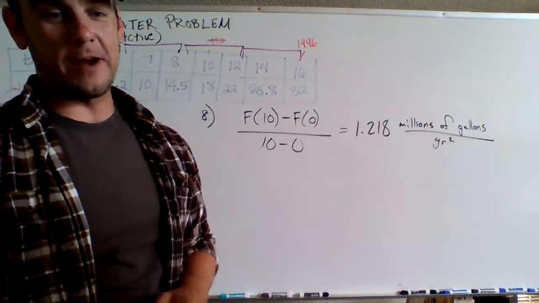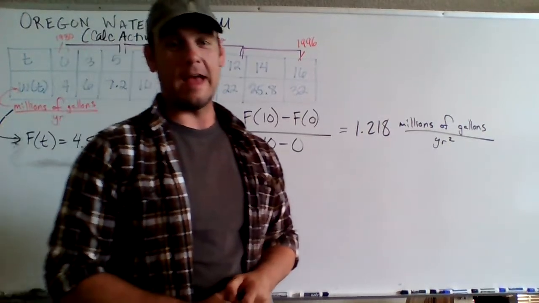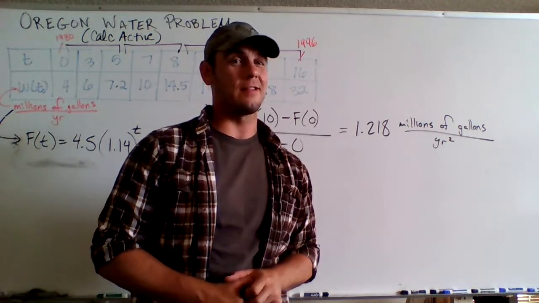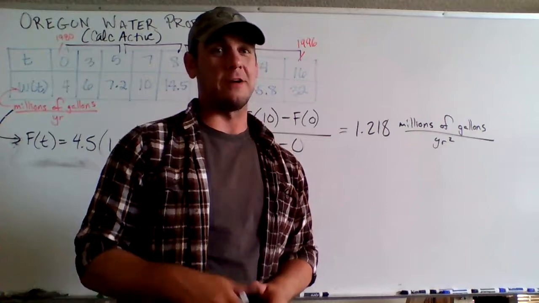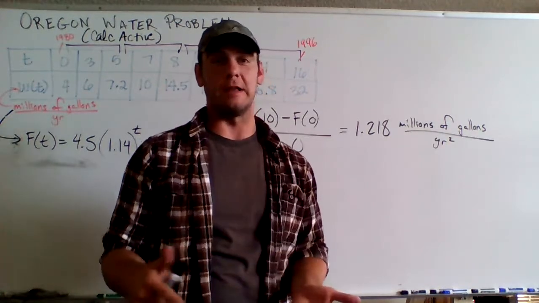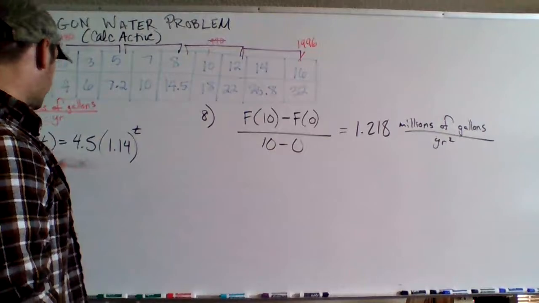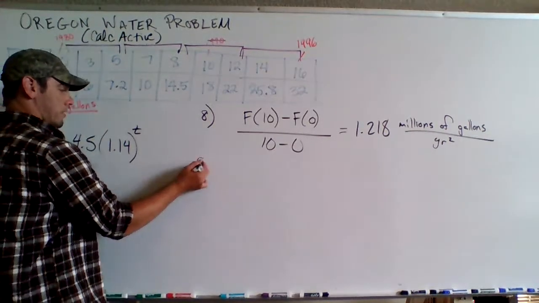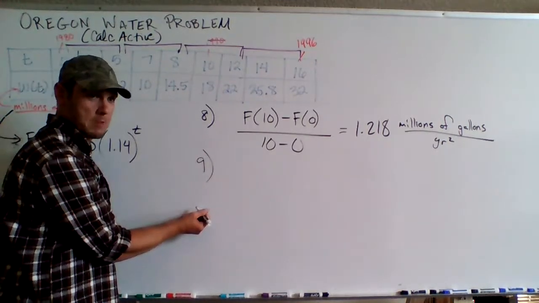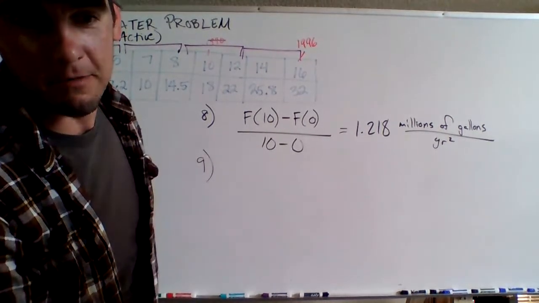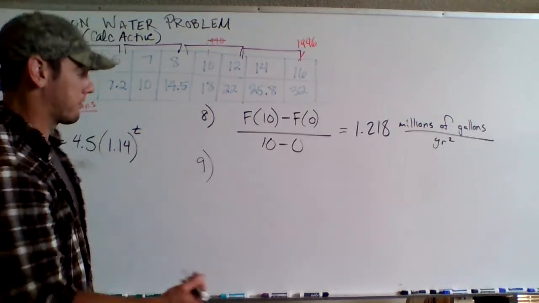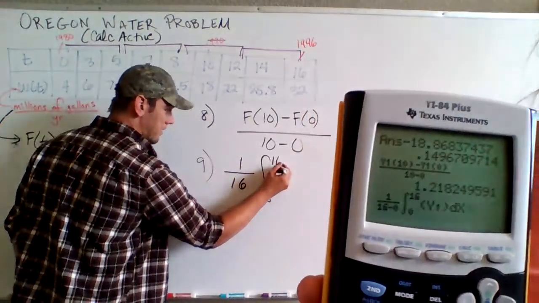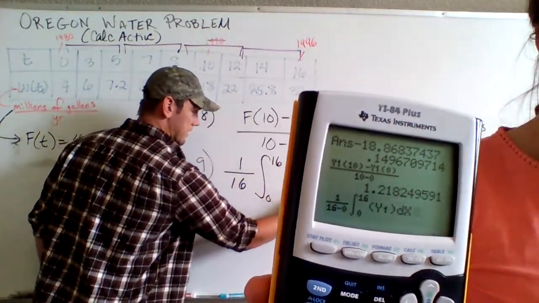Number 9, using Frank's equation, determine the average rate of consumption. It sounds like the same thing we just did. We found average rate of change, now we want the average rate of consumption. Well, f is a rate of consumption. If we want the average rate of consumption, wouldn't we really be doing f average? So what's our interval here? A 16-year period now. So we're going to go 1 over 16, and integrate from 0 to 16 of f of t dt.